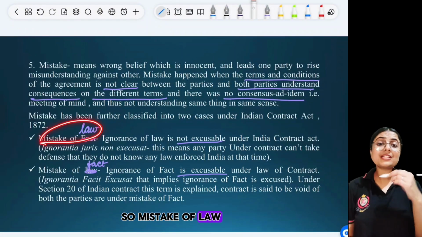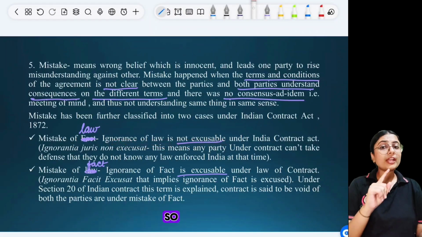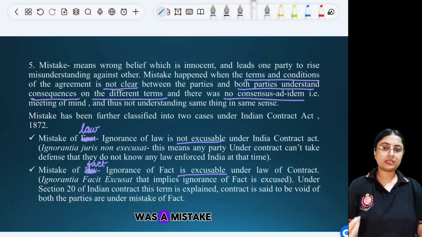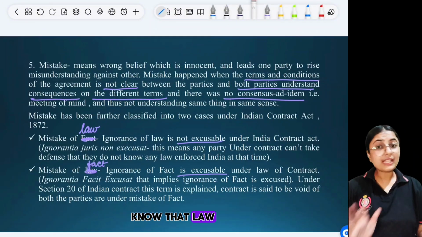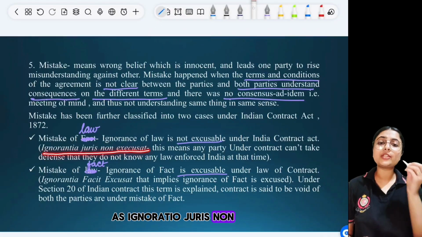So mistake of law. What is mistake of law? Ignorance of law is not an excuse. When you are giving an excuse that there was a mistake because you did not know that law, that is not excusable, and this is known as ignorantia juris non excusat.